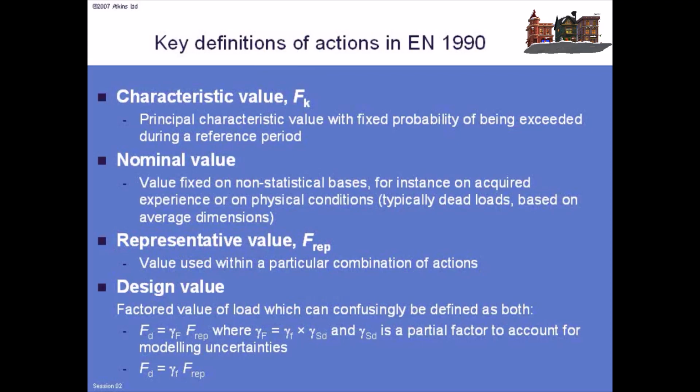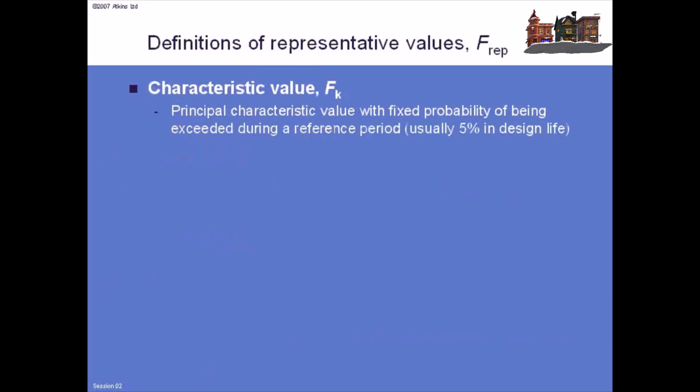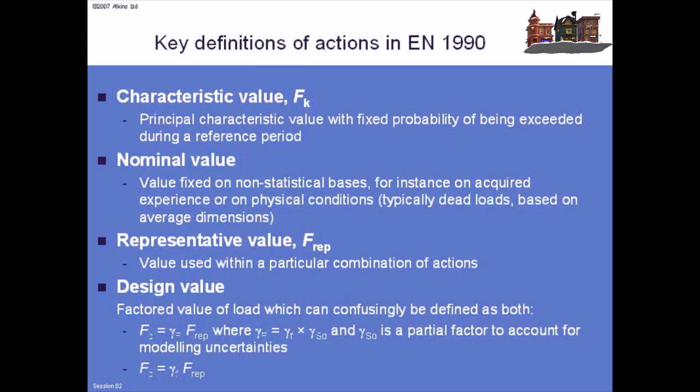Then finally, we have a design value. Oops, sorry, we have a design value. And the design value is basically the representative value multiplied by the load factor. And the load factor is gamma big F, and gamma big F is made up of gamma little f times gamma SD, where gamma SD is a partial factor to account for modelling uncertainties in very much the same way as gamma F3 was used.